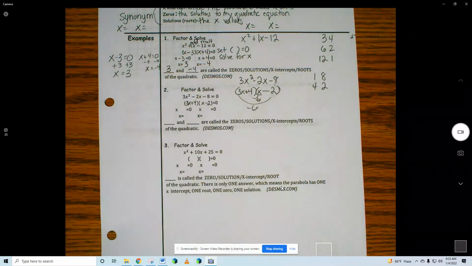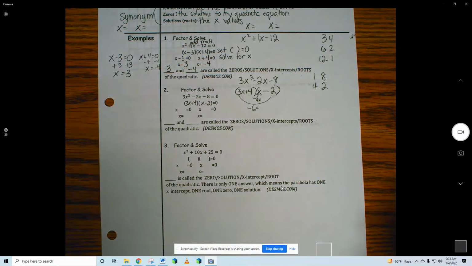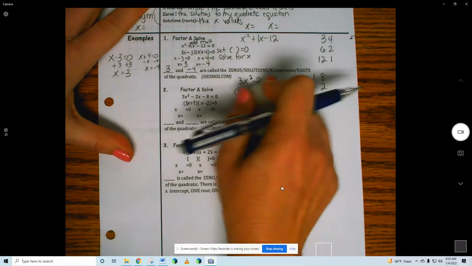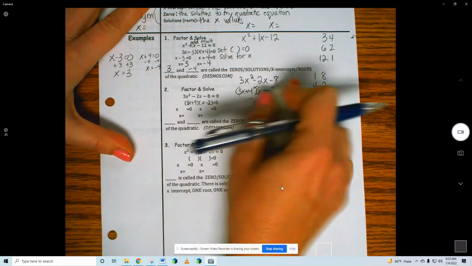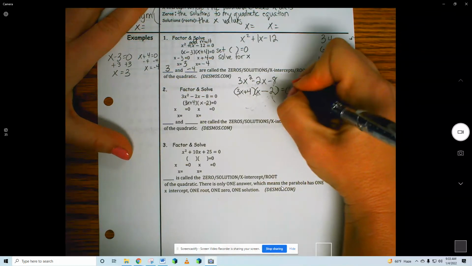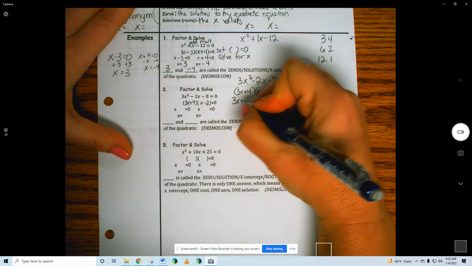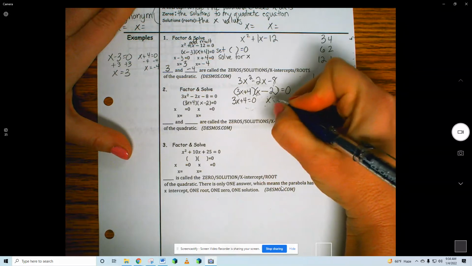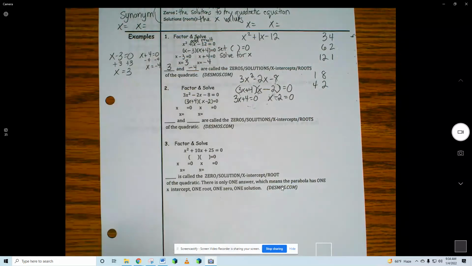Now I have to set those equal to 0 and solve for x. So these are still all equal 0. 3x plus 4 equals 0. X minus 2 equals 0. So I'm factoring from last semester, and then I'm setting the parentheses equal to 0. All right, 3x plus 4 equals 0.